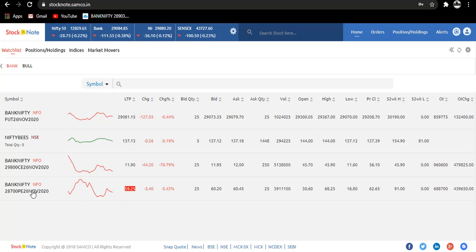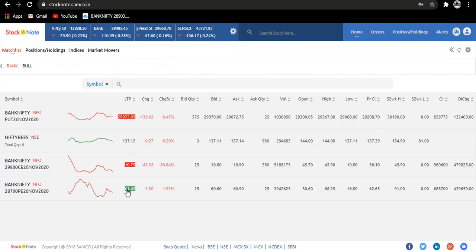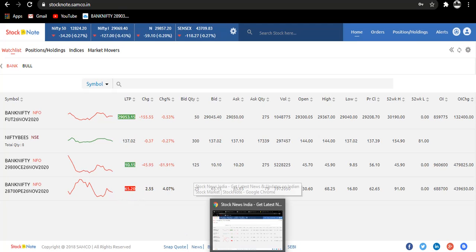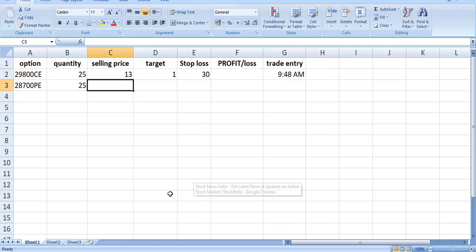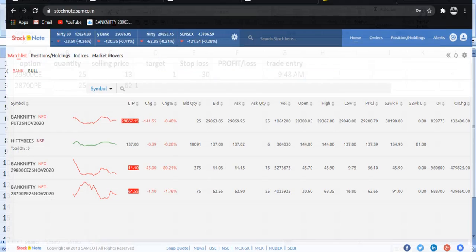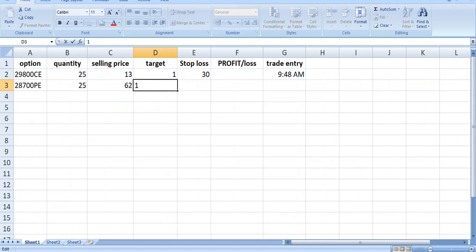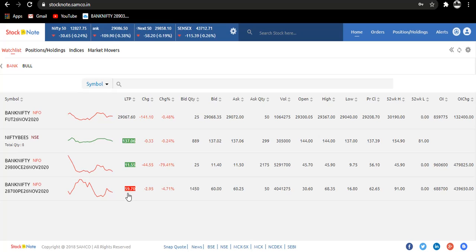Now we will sell the second option, that is the 28,700 put. We will sell one lot, that is 25 quantity, at market price. It is at 62, 63. We will mark it as 62 only, with a target of 1 rupee. Now what is our stop loss here? Let me open the chart. Okay, 60. Okay, done.